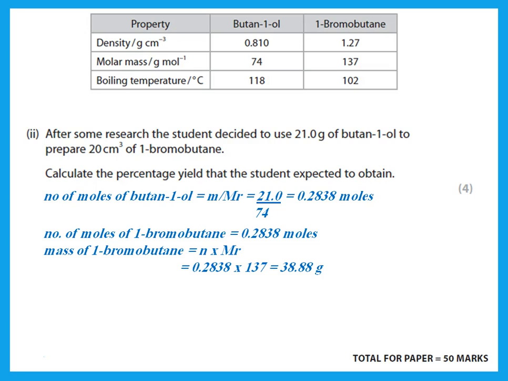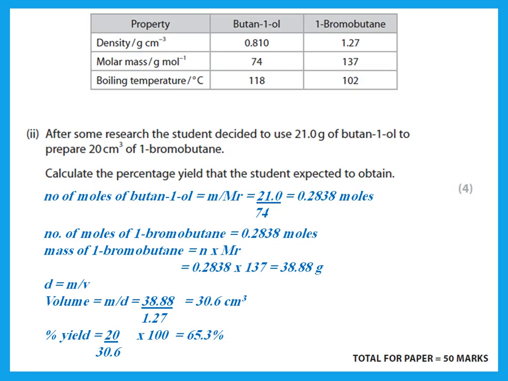But then he has a volume. The compound is in a volume of 20 centimeter cubed. So I need to determine what is the volume of the 38.88. I use the density. Density is mass over volume, so the volume is mass over density, and that means that if he starts with 21 grams of butanol, he should get 30.6 centimeter cubed of the bromobutane, but he's saying he got 20. So the percent yield is what he got over what he should have gotten, times 100, and that is 65.3%.